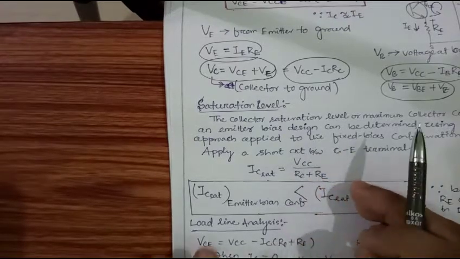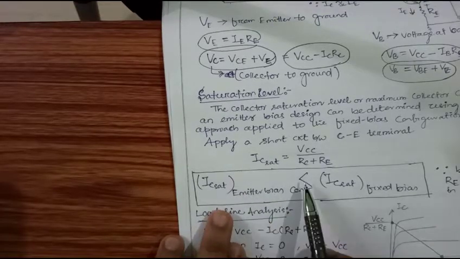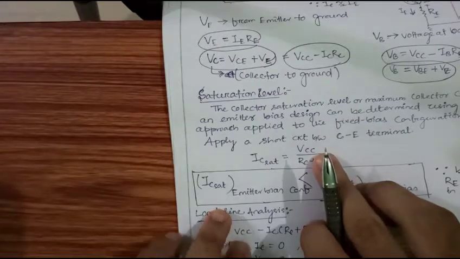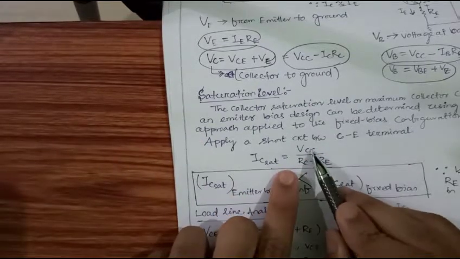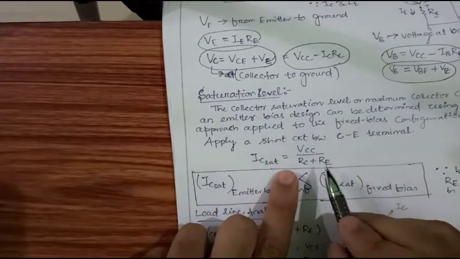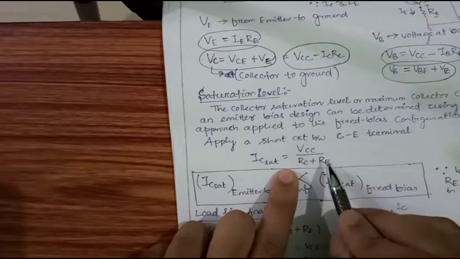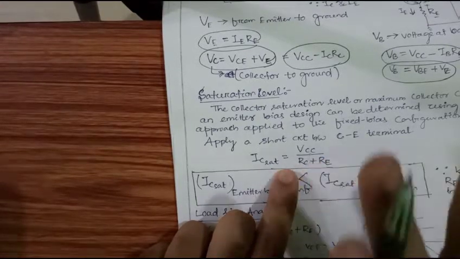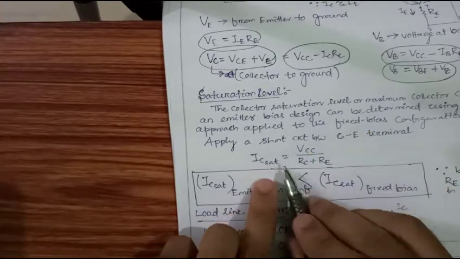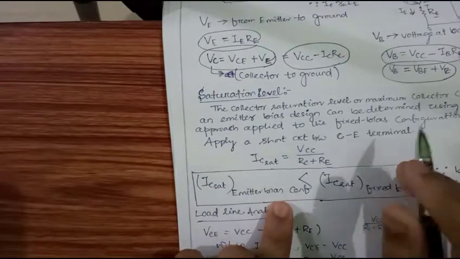But here the saturation current across the collector for emitter bias will be less than for the fixed bias, because this additional term RE will decrease my IC. Let's take VCC 10, RC 2. So 10 by 2 equal to 5 for my fixed bias configuration. But now it is 10 over 2 plus, let's take another 2, so 10 by 4 means 2.5. Before it was 5 milliampere, now it is 2.5 milliampere. It means IC sat for emitter bias is less as compared to the fixed bias configuration.